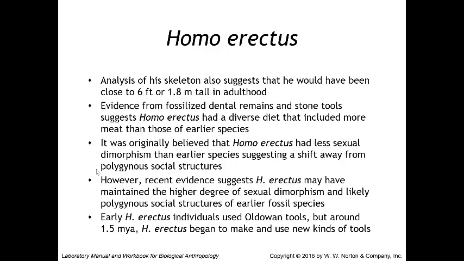It was originally believed that Homo erectus had less sexual dimorphism than earlier species, which suggests a shift away from that polygynous social structure that was suggested in some of our other species. However, recent evidence suggests that Homo erectus may have maintained a higher degree of sexual dimorphism and likely a polygynous social structure like our earlier fossil species. Early Homo erectus individuals used Oldowan tools, but around 1.5 million years ago, Homo erectus began to make and use new kinds of tools.